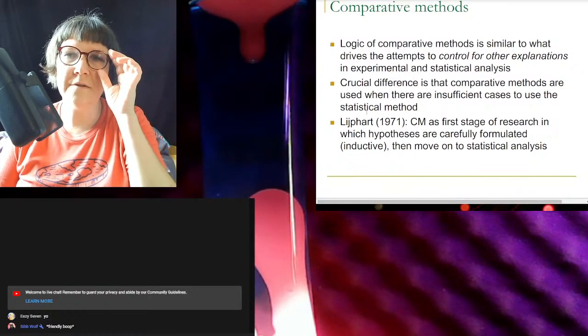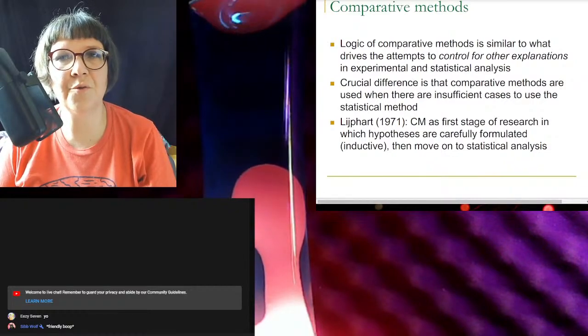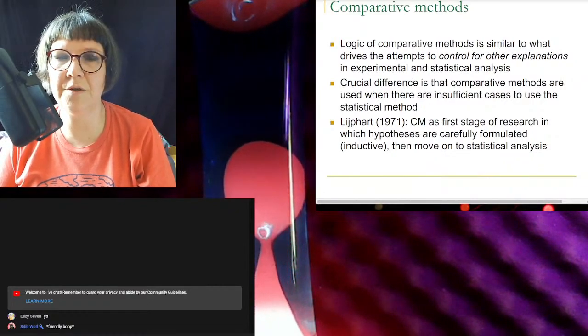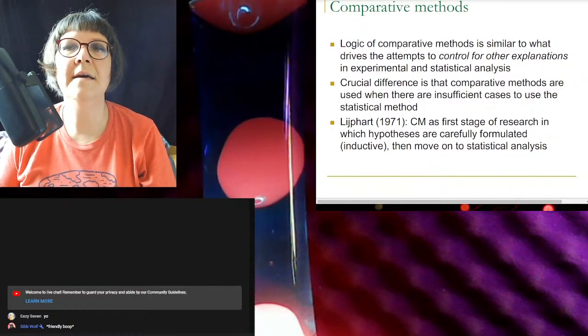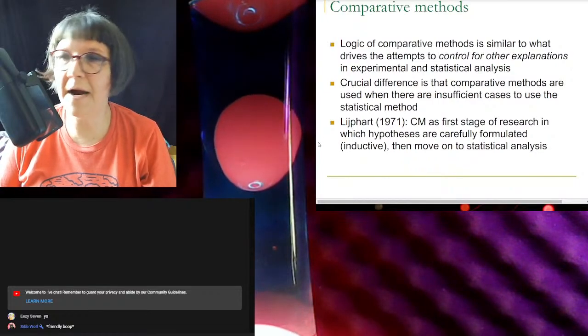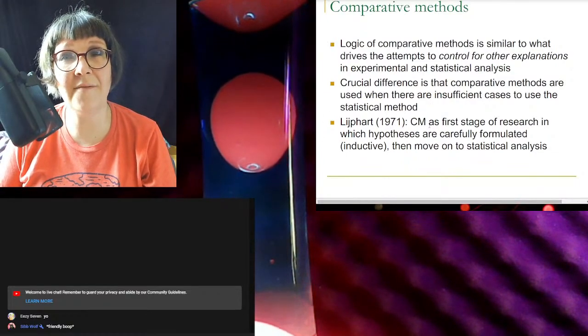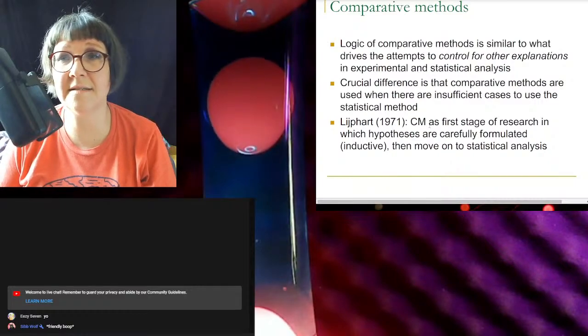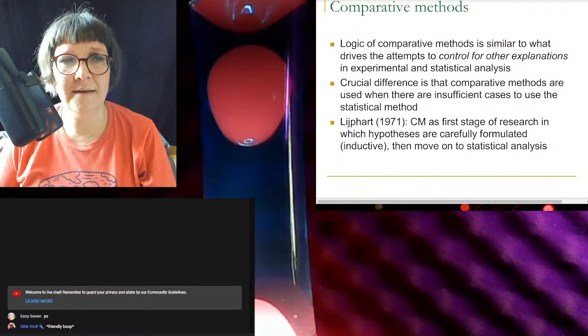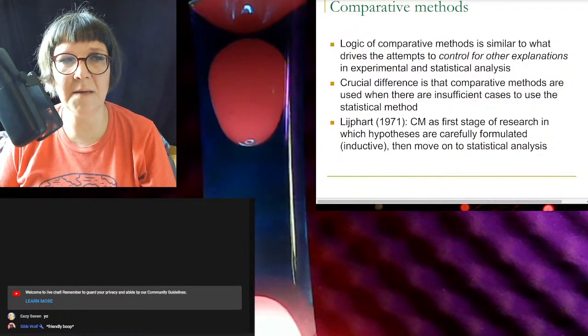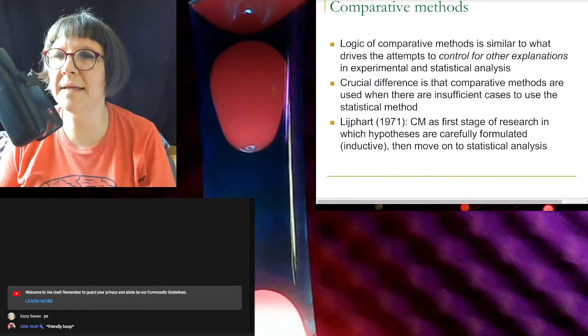It's similar to what drives the attempt to control for other explanations when you conduct an experiment. But the crucial difference is that comparative methods are used when you have insufficient cases to have a statistical method. Remember, the point of a statistical analysis is to be able to generalize about a population.